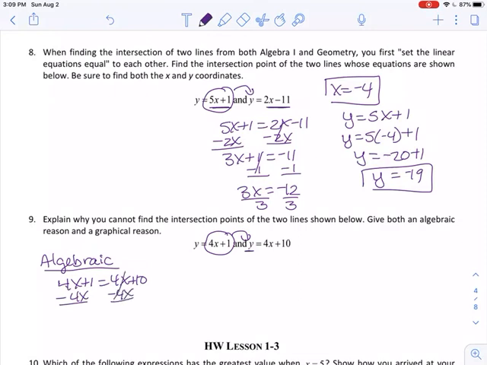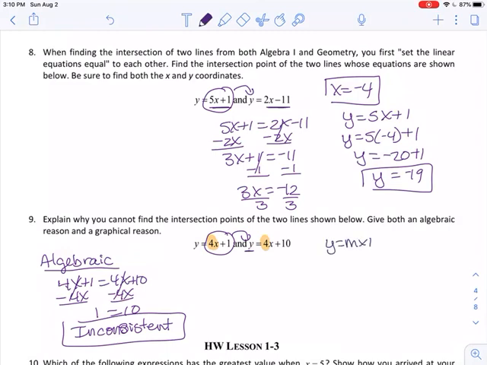Basically, you can see already, hopefully, that if you go to solve this, you're left with 1 equals 10. This is inconsistent. That means there is no solution. Now, why is there no solution? If you think back from geometry, what I'm highlighting, that 4, is their slope. Remember, y equals mx plus b, and m is my slope.